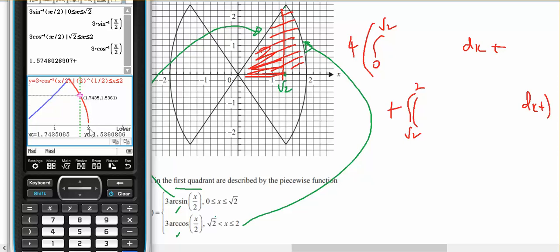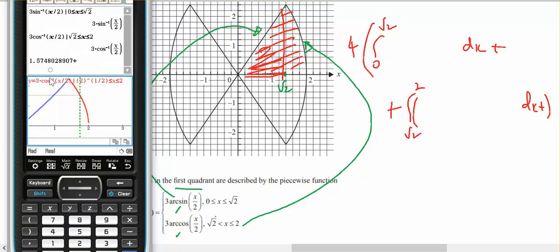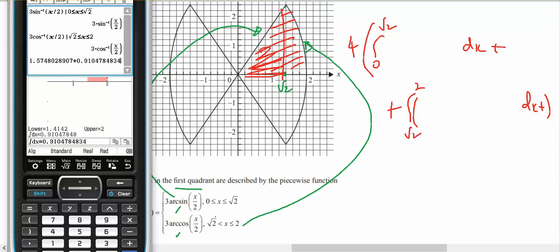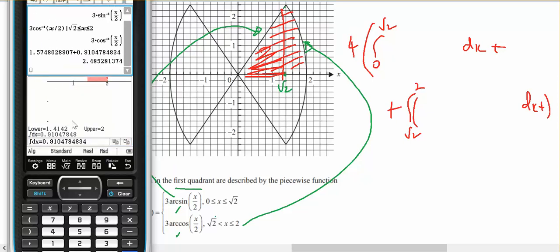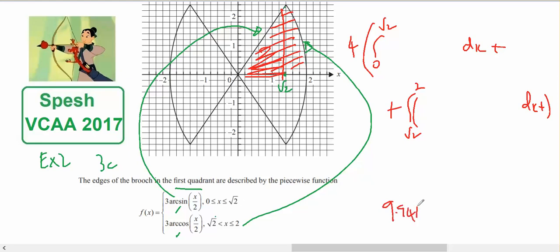And that's going to be from root 2 to the power of 0.5 across to 2. And that's nice, that's going to be that. And execute, and that gives me that answer, and I'll times it by 4. That gives me that answer, which is 9.9411, roughly 9.9 centimeters squared.